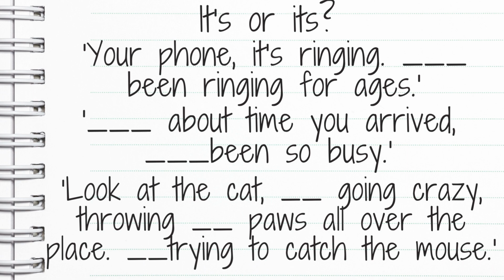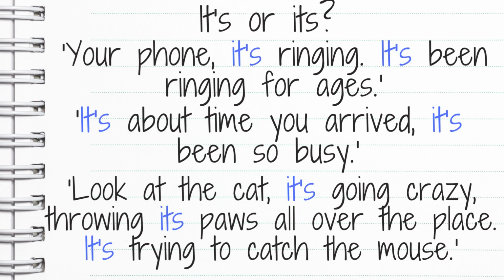Hopefully you paused it. So yeah, let's go check the answers out. So your phone, it's ringing. It's been ringing for ages. So your phone, it is ringing. It has been ringing for ages. Again, "been" gives us our telltale of past tense. It's about time you arrived. So it is about time you arrived. It's been so busy. It has been so busy.